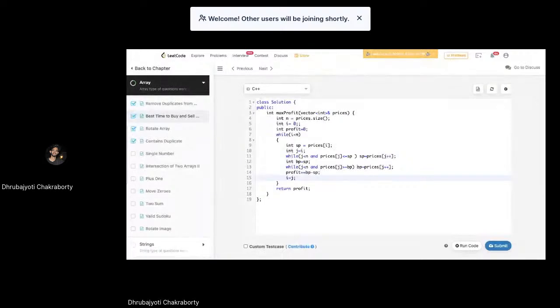Let's understand it, right? So what we do is, first of all, we have a vector, right? And we pass our array, that is prices, right? Then we calculate the size of the prices, right? Obviously, we have to calculate the size of the prices because we'll be iterating over it. We take an iterator that is i equals 0, and then we take a profit as 0, right? We can consider i to be the value where we will be storing our minimum value.